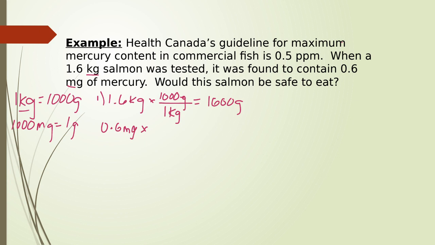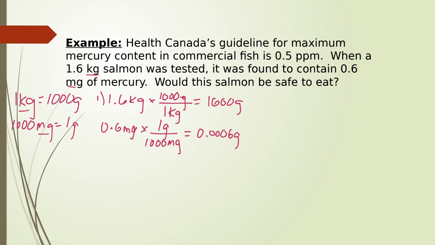If I want to convert 0.6 milligrams into grams, I want to set up my conversion ratio so that milligrams will be in the denominator to cancel out, grams to be in the numerator. So I'll have 1,000 milligrams down in the denominator. When I divide that out, I get a value of 0.0006 grams. So keep track of those zeros.